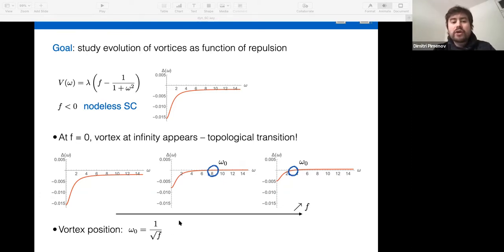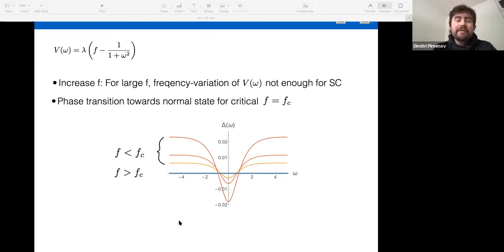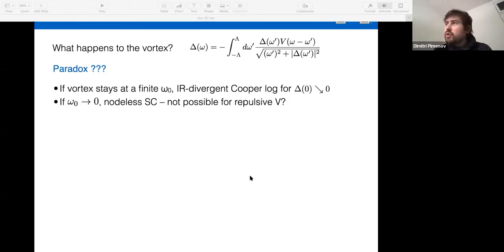Now we increase f further. At some f, if you have a finite UV cutoff, then generically the frequency variation of this interaction will not be sufficient to ensure superconductivity. So at some point you will just go into the normal state. This is this kind of picture. If f is smaller than a critical f, then you have a finite solution for the gap equation, and for larger than a critical f, you only find the zero solution. The question is, what happens to the vortex in this kind of transition?